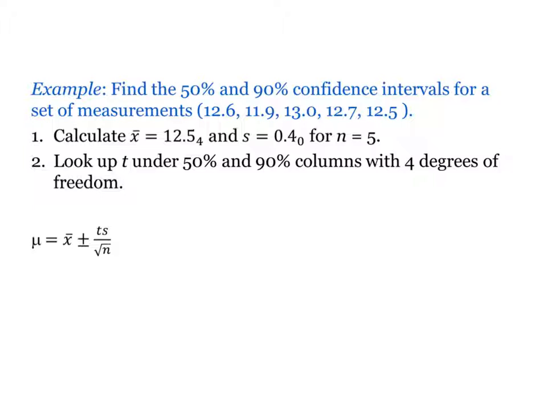Suppose we wanted to find the 50% and 90% confidence levels for the following set of measurements. The equation tells us we need to calculate the sample mean, x bar, and the sample standard deviation, s. Once we have that information, we can look up the t-value for the two levels with 4 degrees of freedom. Remember that every time we do a calculation, we lose a degree of freedom, and we have to keep track of that.